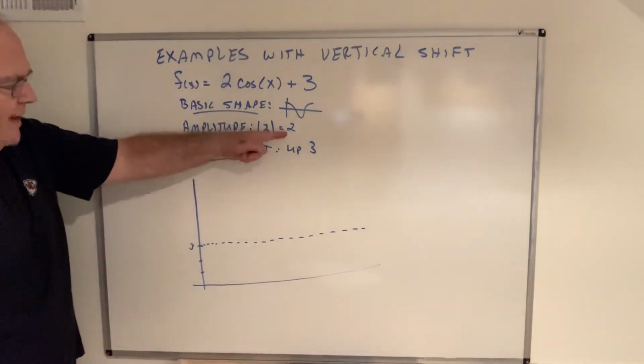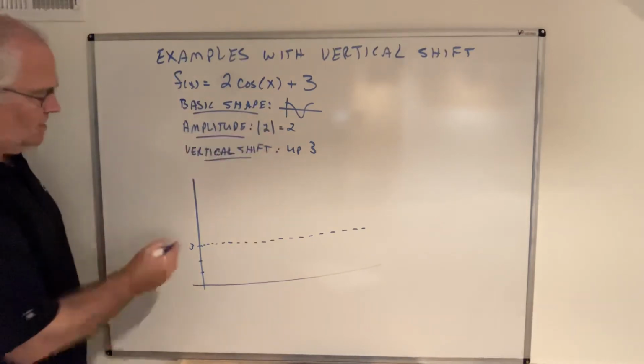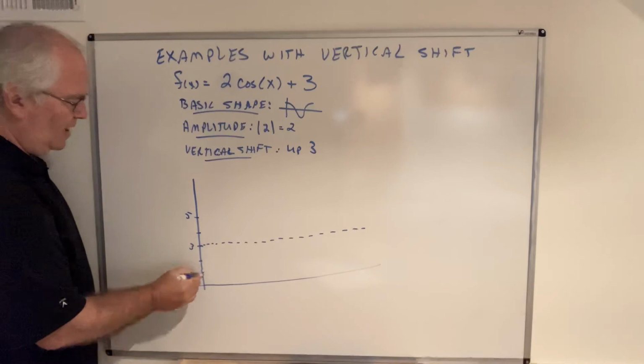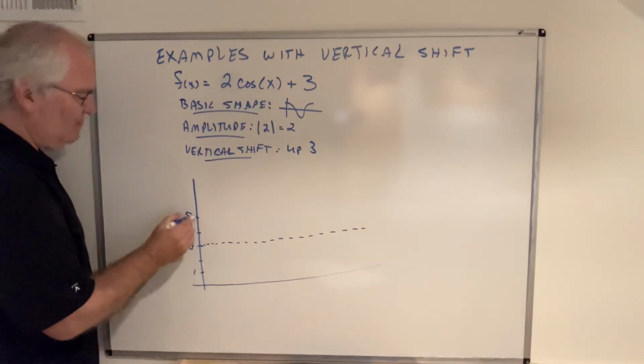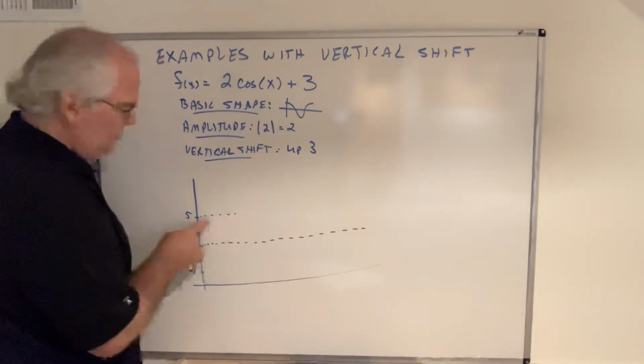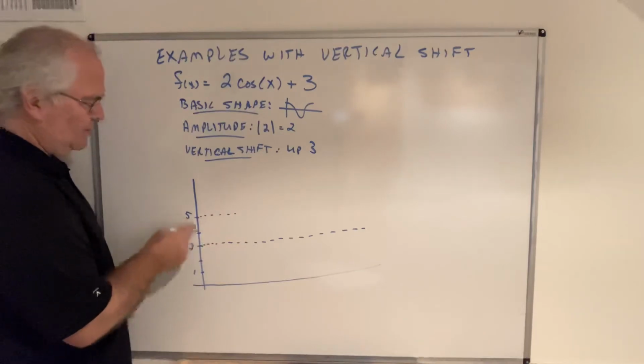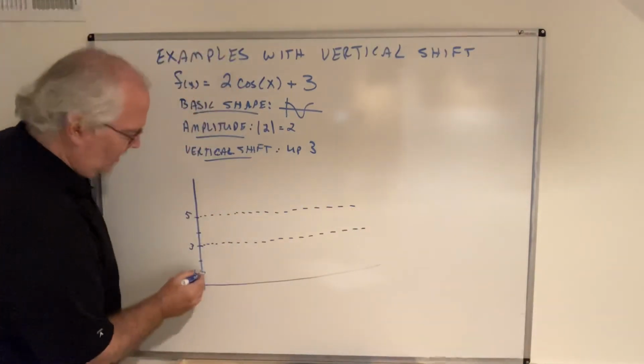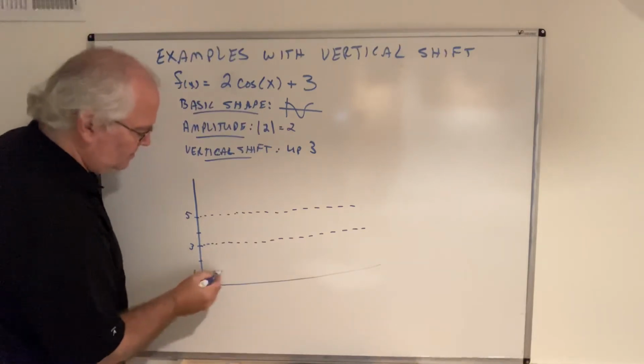The amplitude, we count up and down 2 units. So from 3, we go up to 5, and from 3, we go down to 1. So this is now the peak line up here at 5. Do we see the amplitude is 2? And the trough line is at 1, amplitude is 2.